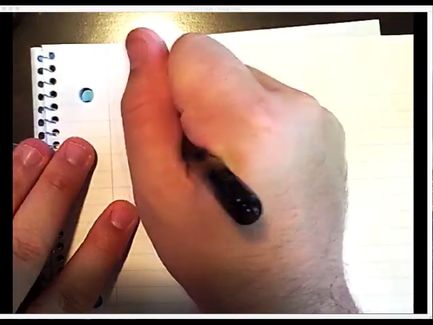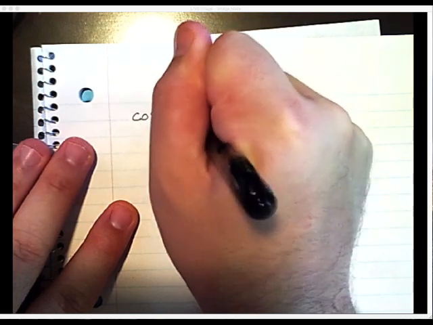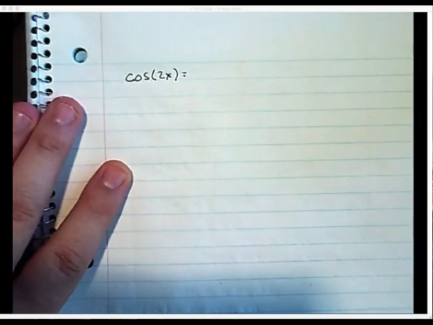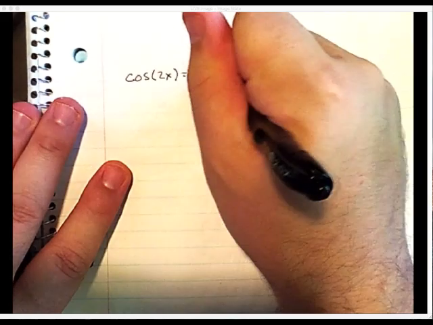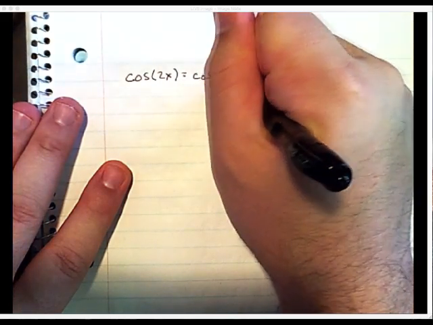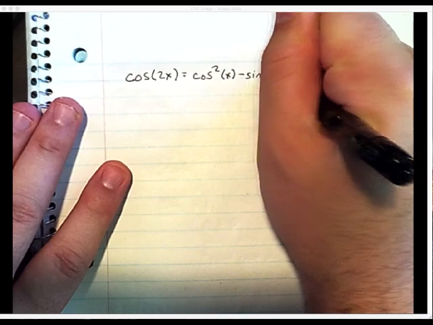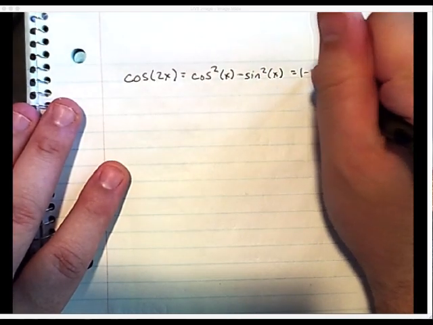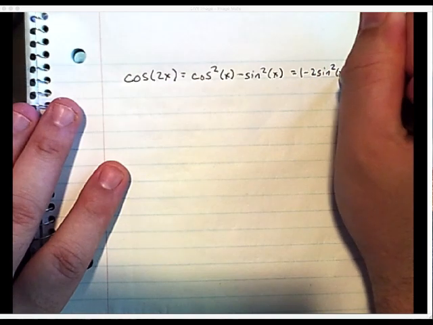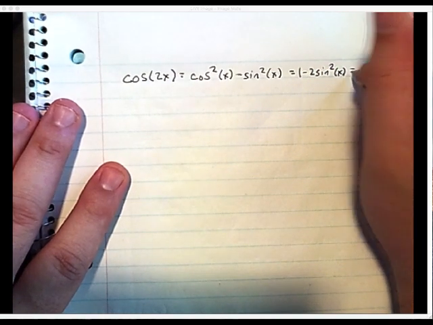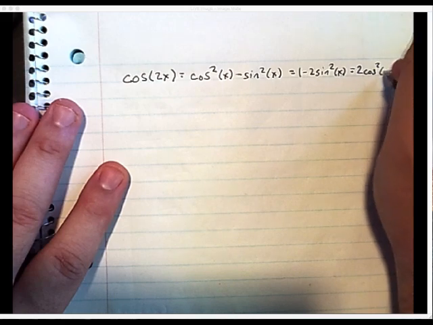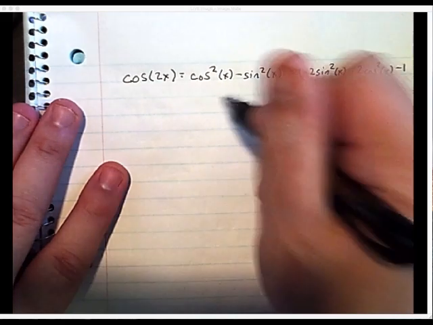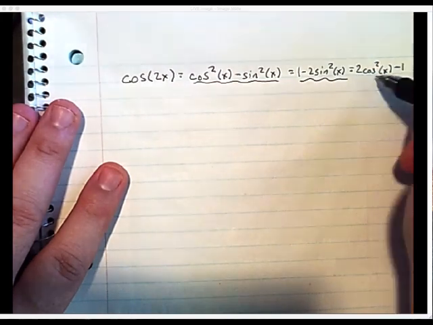Now let's go to number 3. I want to prove to you that cosine of 2x equals the cosine squared of x minus the sine squared of x. And I'm also going to prove to you that that equals 1 minus 2 sine squared of x, which also equals 2 cosine squared of x minus 1. All of these things are equivalent to each other.